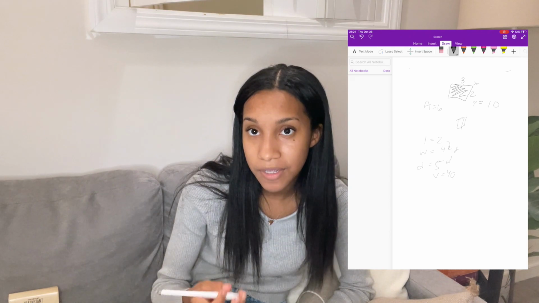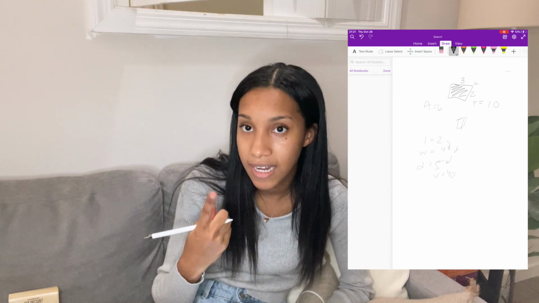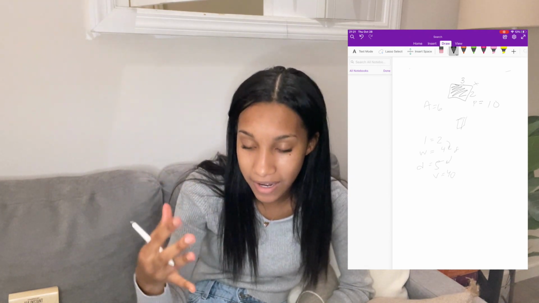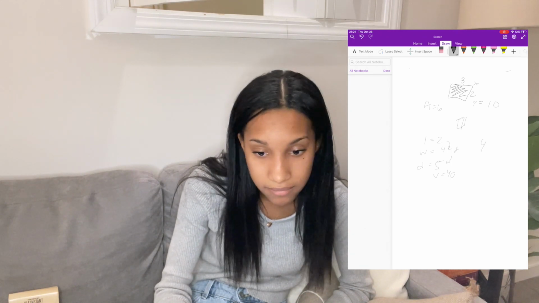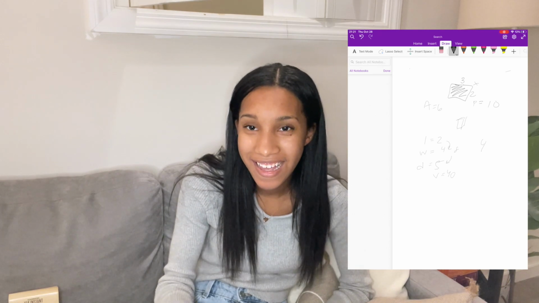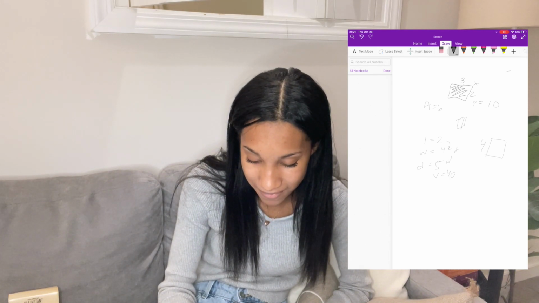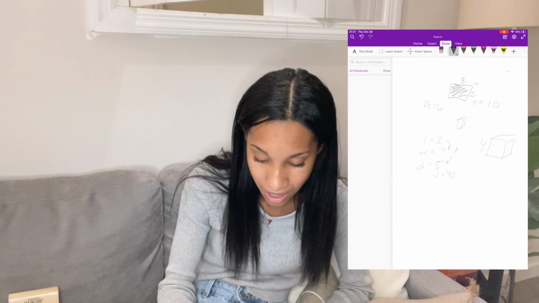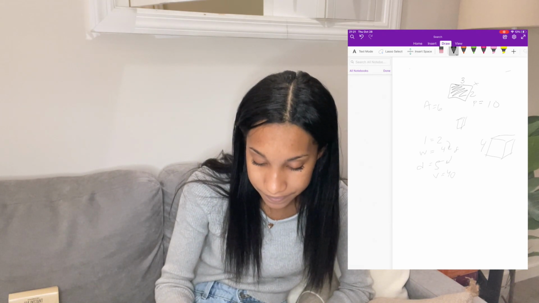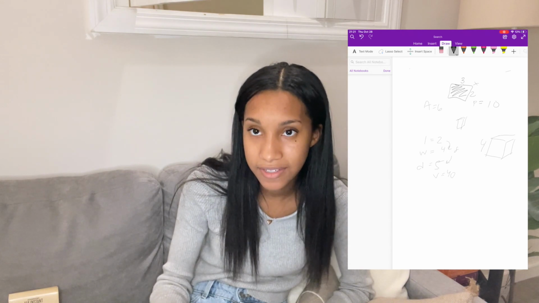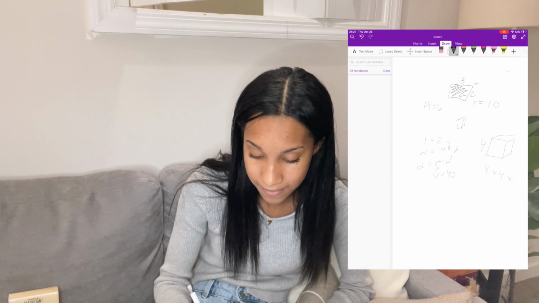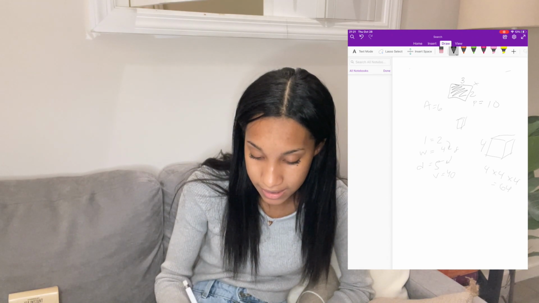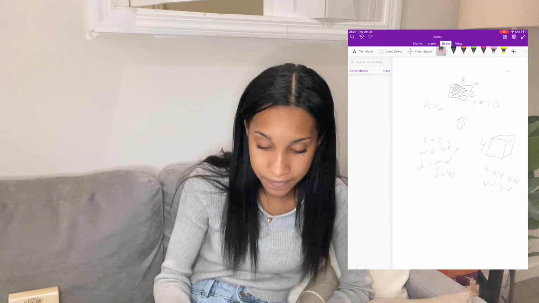For a cube, it's just the side cubed. You only need one side because a cube is all squares. So let's just say 4 for a cube. This is not drawn to scale. I don't know if this is actually a cube, probably not. If they asked you to find the volume of it, you just do 4 times 4 times 4 equals 64. That would be your volume.